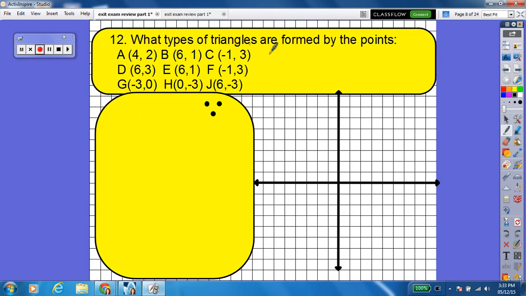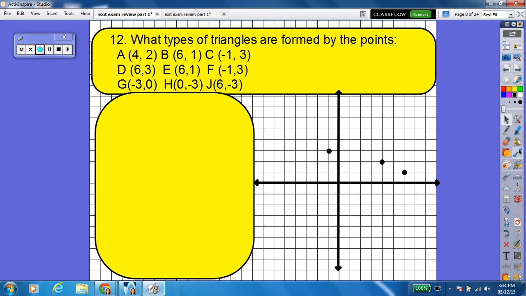Moving on. Here we have this. What types of triangles are formed by the points? Holy mackerel. I think the best thing to do probably here, you could use your distance formula or you could use Pythagorean. What I'm going to do is I'm just going to make these points here. So 4, 2 is that point right there. 6, 1 is right there. And -1, 3 is right there.